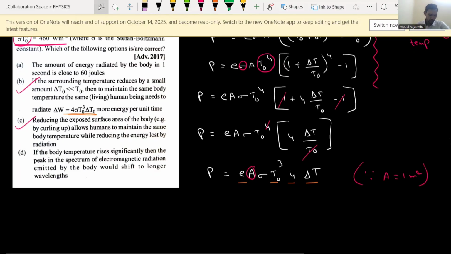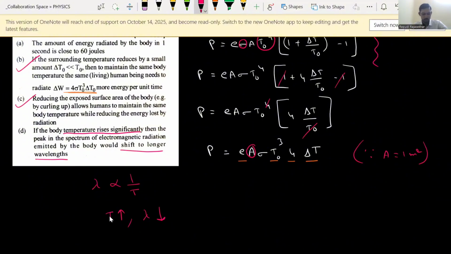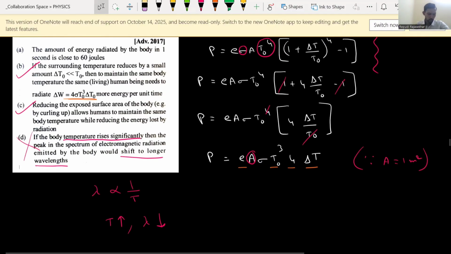Next one: if the body temperature rises significantly, then the peak in the spectrum of electromagnetic radiation emitted by the body would shift to longer wavelength. No, wavelength is inversely proportional to temperature. Just now we have seen Wien's displacement law. Temperature rises means what happens to wavelength? Wavelength has to decrease. But they said that it is shifting towards the longer side, increasing side, which is wrong. D is wrong. Now what we need to verify?